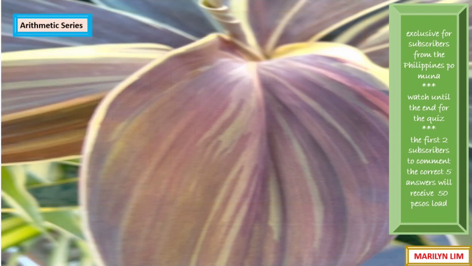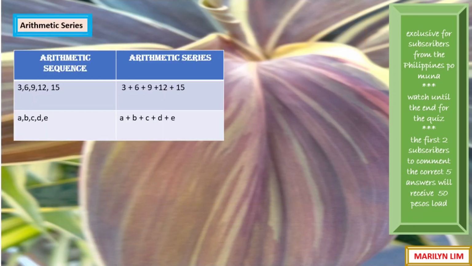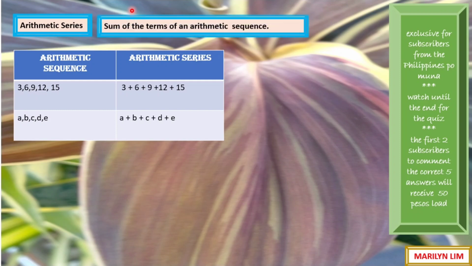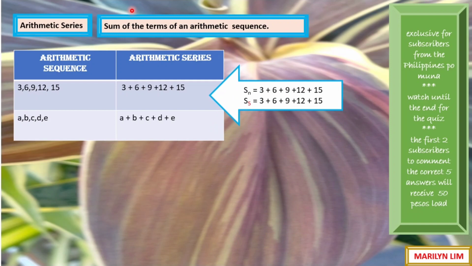Okay, let us now discuss the arithmetic series. An arithmetic series is the sum of terms of a sequence. It is a group of numbers separated by a plus sign, and in particular, an arithmetic series is the sum of terms of an arithmetic sequence. So as you can see here in our illustration, S sub n is 3 plus 6 plus 9 plus 12 plus 15. And S of 5 is just as given. So why S of 5? S of 5 because we have 5 terms. So that is the number of terms.